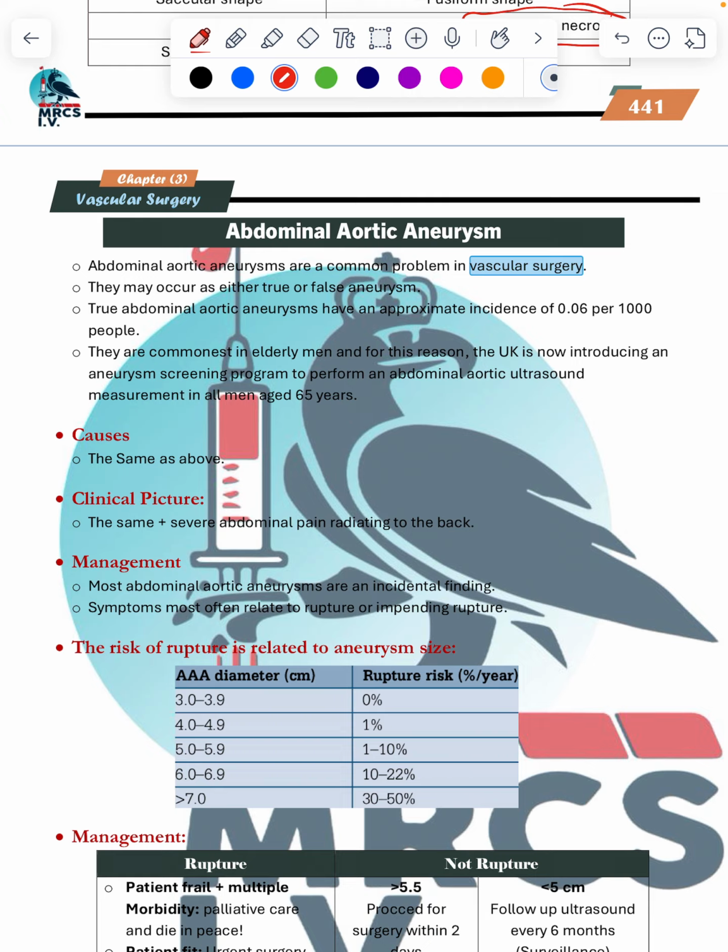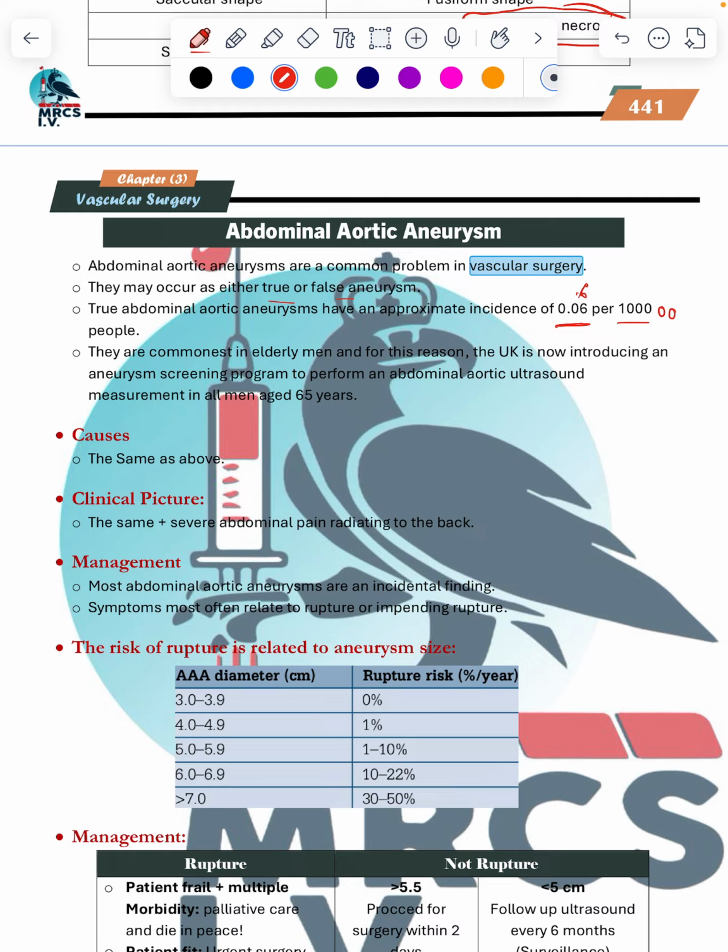A common problem in vascular surgery, it may occur as true and false aneurysm. True abdominal aortic aneurysm has an approximate incidence of 0.6 per 1000. Means if you increase to 10 here, it will be 0.06, so it will be 6 per lakh population. 6 persons are having it.